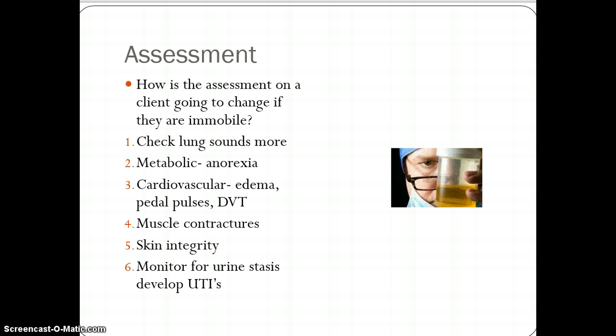As we look at the contractures of muscles, what are we doing to help prevent those? The movement, using pillows and washcloths and things to support and change those extremities to prevent that.